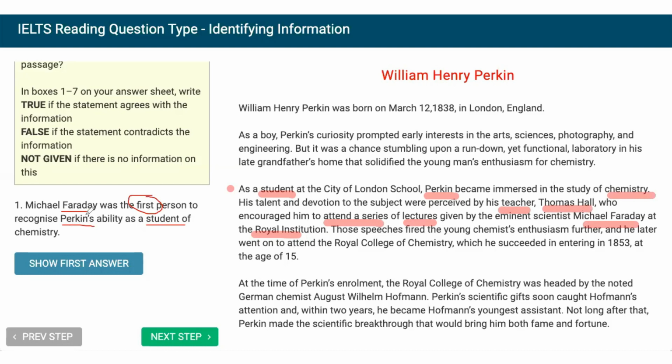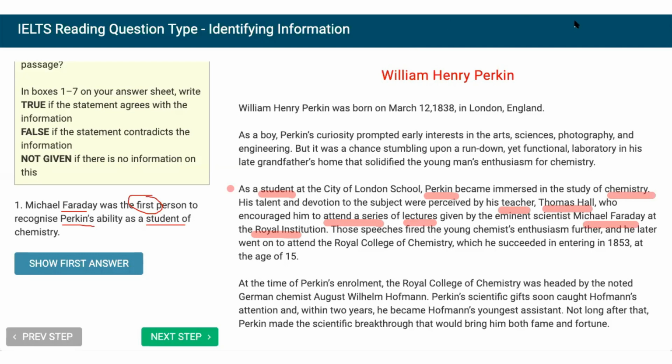So that would make this number one false, because Michael Faraday, yes, was someone who perhaps had some sort of effect on Perkin's life, but it showed that Thomas Hall encouraged Perkin to go to these lectures. And so it would be false to say that Michael Faraday was the first person to recognize Perkin's ability. And so we would say this is false. And you see right away how this absolute term first showed us easily the answer.